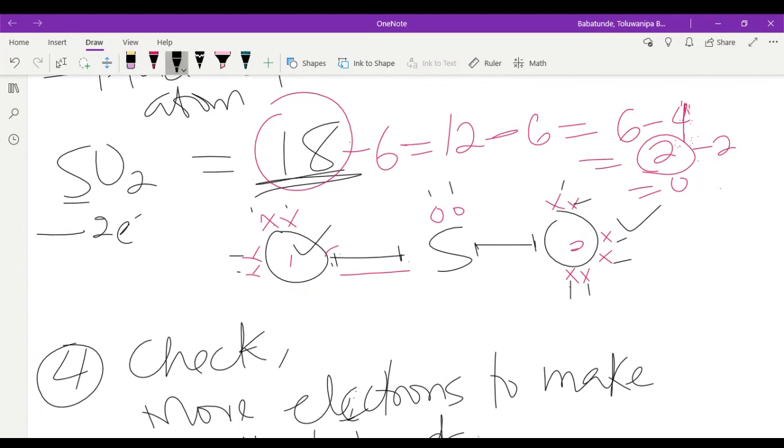And remember, in this bond, these 2 electrons are shared by both sulfur and oxygen. So in that case, we can count 1, 2, 3, 4, 5, 6, 7, 8. So sulfur is happy. And oxygen is also happy because these 4 electrons here belong to oxygen again. And we have 4 plus 1, 4, 5, 6, 7, and 8. So everybody is happy right now.